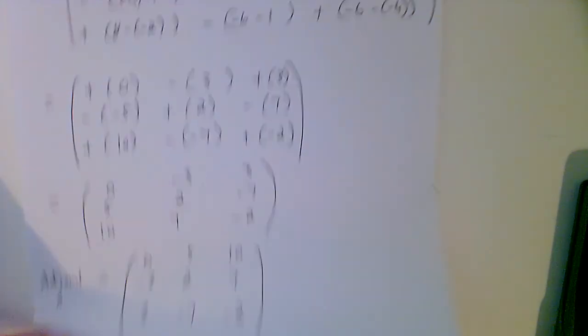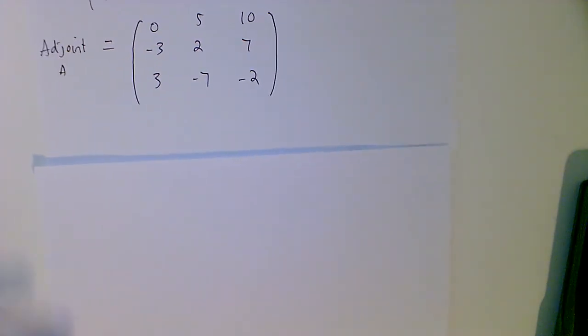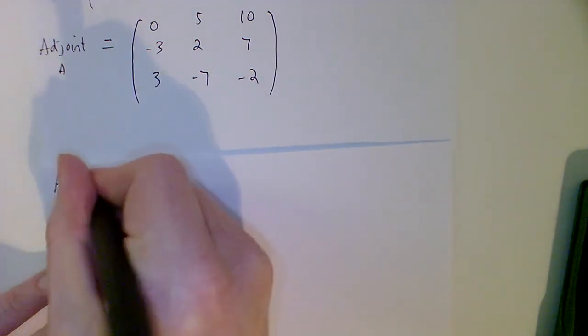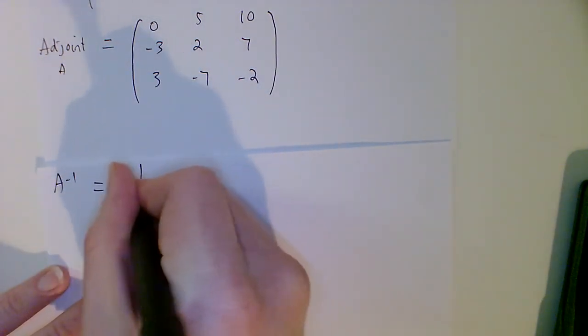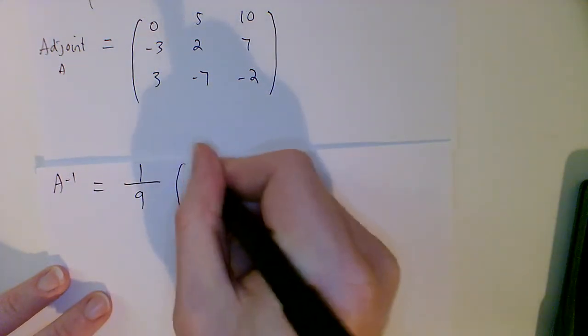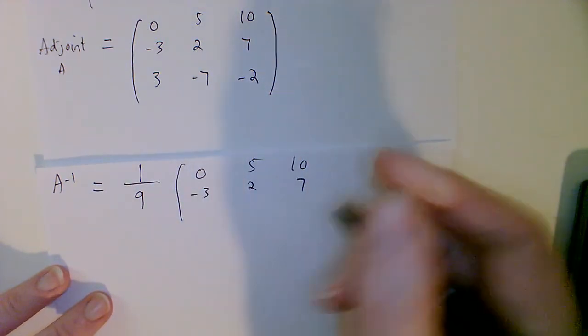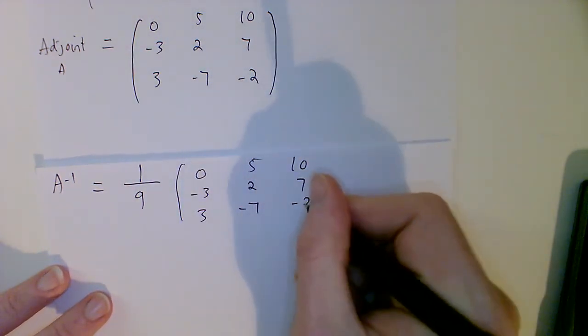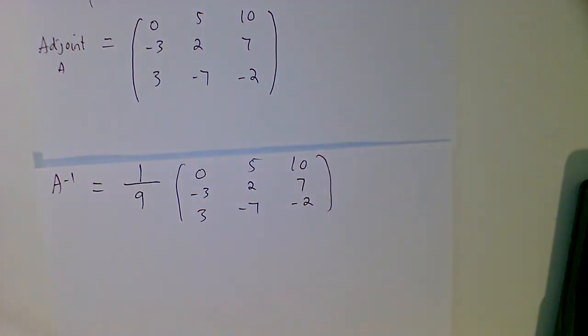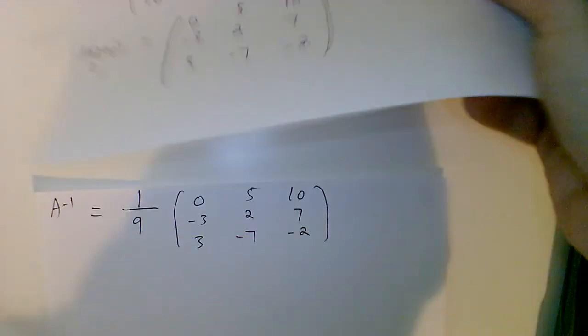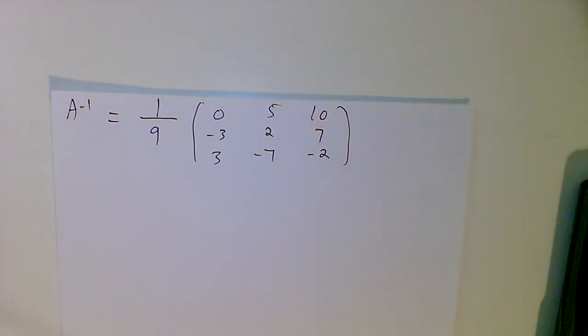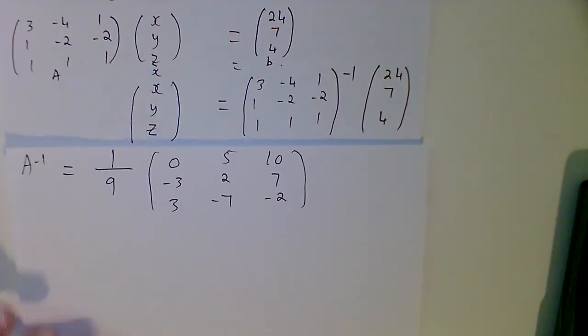Right, so that means that A inverse is 1 over the determinant, which I worked out to be 9, multiplied by 0, 5, 10, negative 3, 2, 7, 3, negative 7, negative 2. Right, but let's go back to start an example. So that's my inverse matrix.